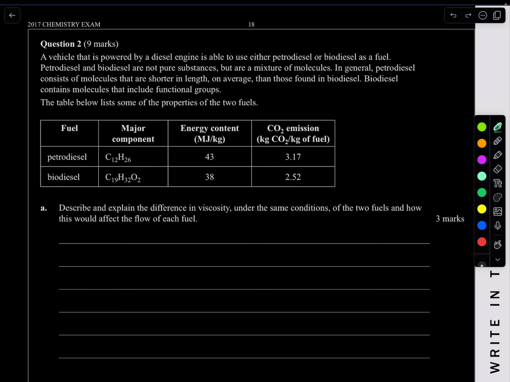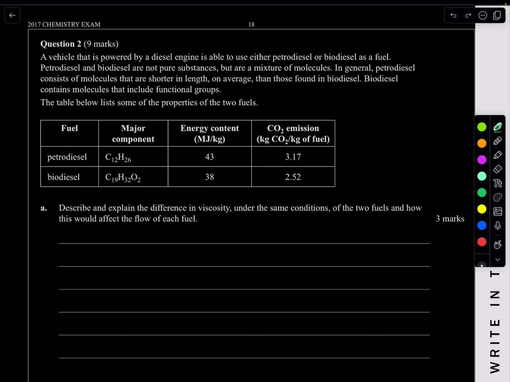So let's look at the question. Describe and explain the difference in viscosity under the same conditions of the two fuels and how this would affect the flow of each fuel. You should straight away know that because biodiesel has an ester group. So first, let's talk about petrodiesel. Actually, first let's talk about viscosity. Viscosity is the rate of flow.